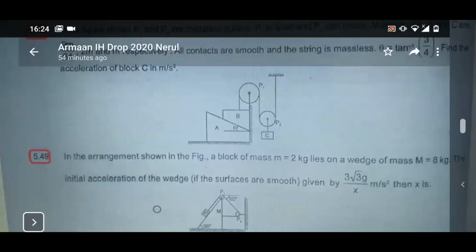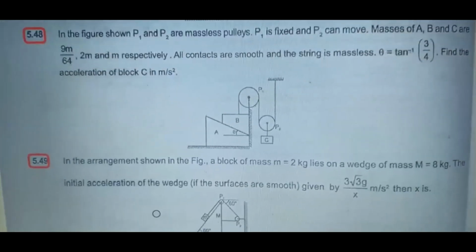Okay, let's move on to this next question now. So 5.48, we'll do this. Just go through this, I'll explain what you have to use. The pulleys are massless, P1 and P2. P1 is fixed. The masses of E, B, C are given to you. All contacts are smooth, and the string is massless. Theta is 37 or tan inverse 3 by 4.